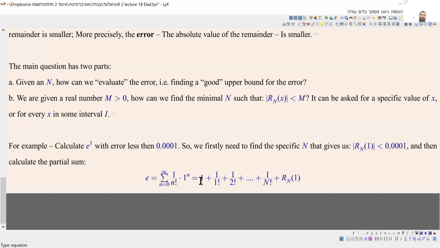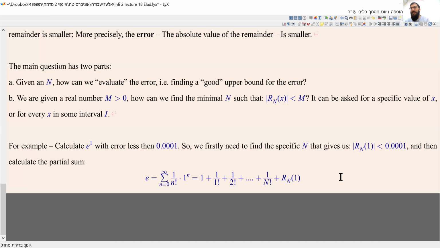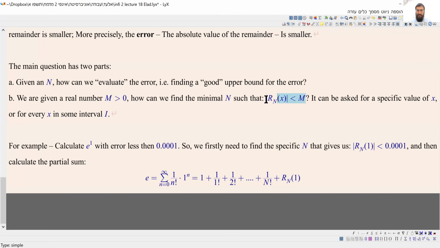On the other hand, the simpler way to put the first side of my question is: I give you n, n is 10. Now we need to approximate, or as I call it, evaluate, finding an upper bound to the remainder. This is an example for the question. How can we find a nice, firm, good, not tight, but good upper bound to the remainder?